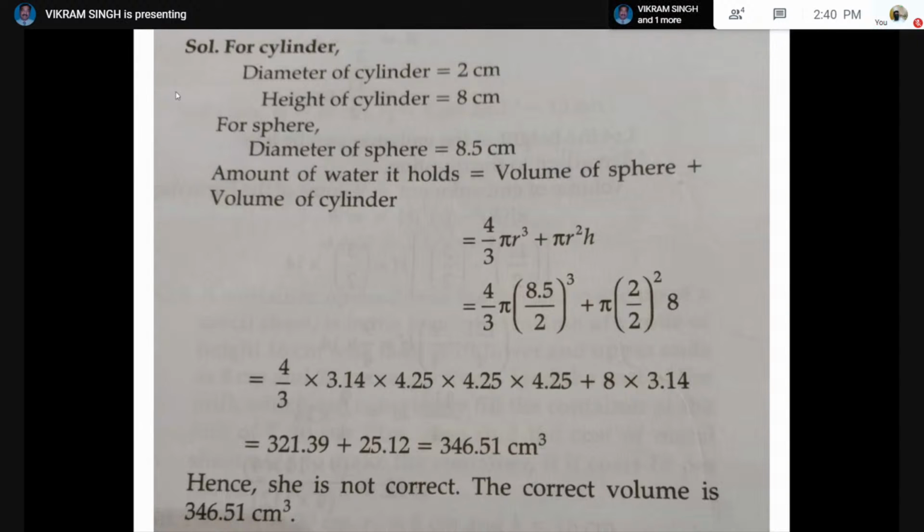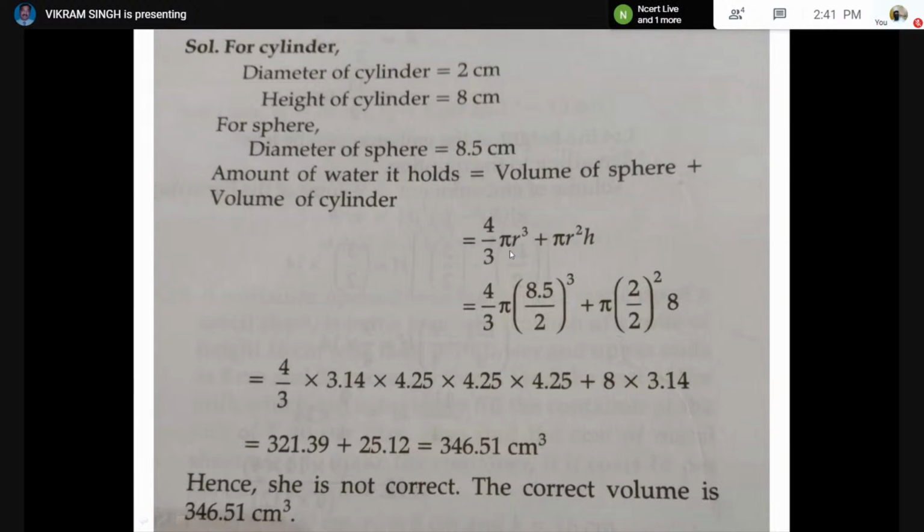The volume of the sphere will be 4 by 3 pi r cube and the volume of the cylinder will be pi r square h. On putting the values of these variables respectively, this is 4 by 3 pi, 8.5 upon 2 its whole cube. This is the radius after dividing the diameter by 2. If we are going to find the radius, we have to divide it by 2, because everybody knows radius is half of the diameter. Similarly, here pi times 2 by 2, because 2 is the diameter, so radius will be 2 by 2, its whole square, multiplied by 8.